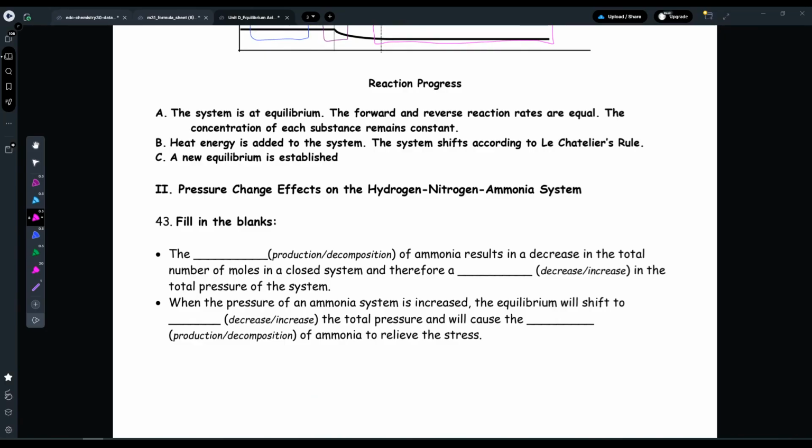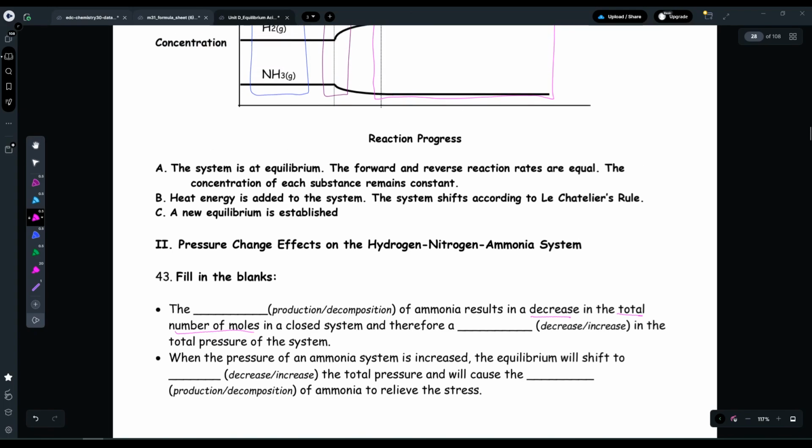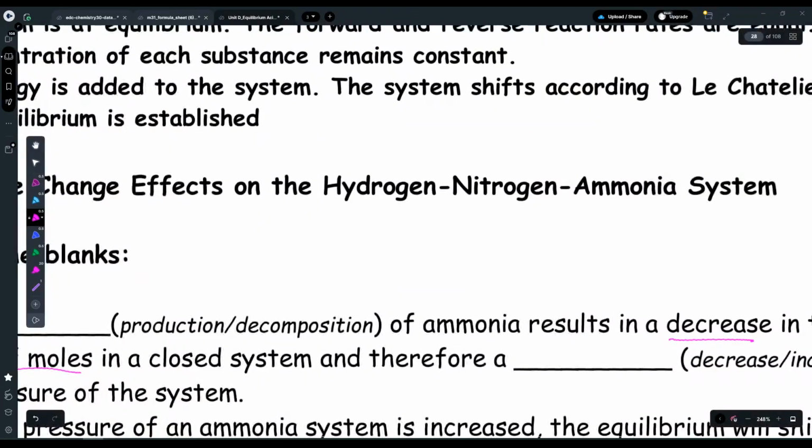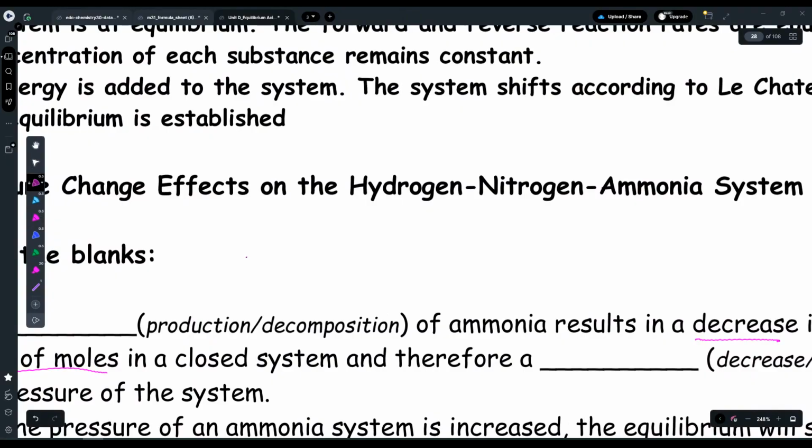So moving on to pressure change effects on the hydrogen, nitrogen, ammonia system, we're going to fill in the blanks here. So we're given the option between the production or decomposition of ammonia results in a decrease in the total number of moles in a closed system. Okay, so let's just think about this for a second. Let's write out this equation. I'm just going to write it down below here, just so I can fit it all on the same frame.